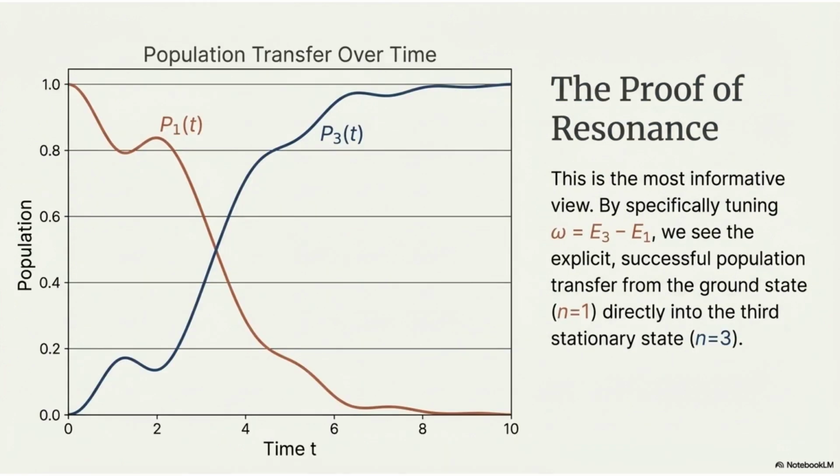This graph is the proof of resonance. By tuning the driving frequency omega to equal E3 minus E1, we see the explicit, successful population transfer from the ground state, n=1, directly into the third stationary state, n=3.